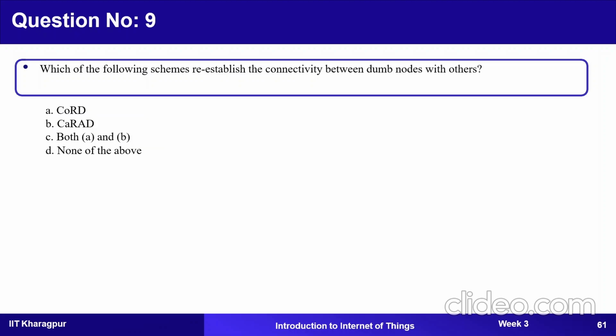Next question is, which of the following schemes re-establish the connectivity between dumb nodes with others? Options are CORD, CORAD, both A and B, none of the above.